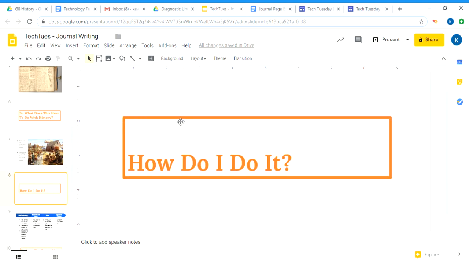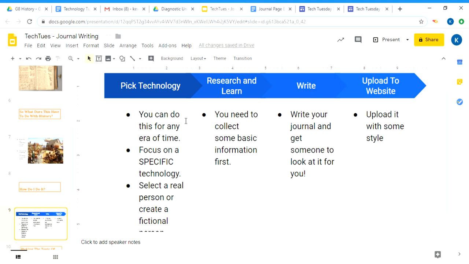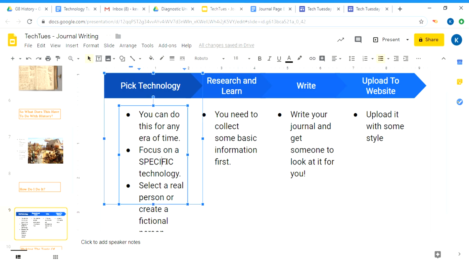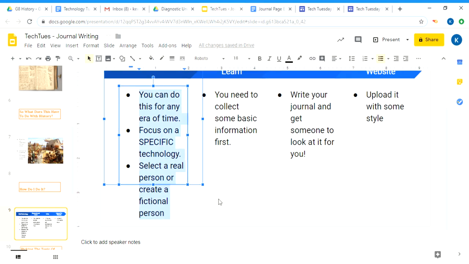So how do you do it? Well, this one's really easy. 4 quick steps. The hardest part is probably step 1. You need to pick a technology and you need to focus on that specific technology in a time period. But also, since you're writing a journal, you have to select a person, either a real person or a fictional person, who's writing that journal. It can't be written by you, the student. We have to imagine this is being written by a real historical person or a fictional historical person.